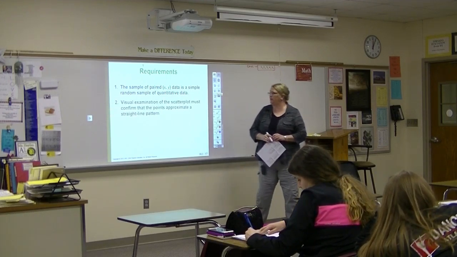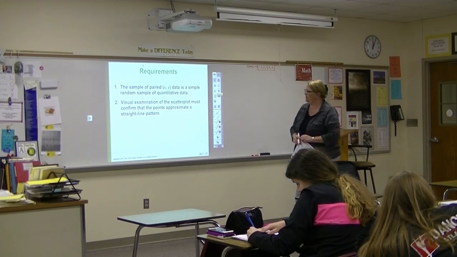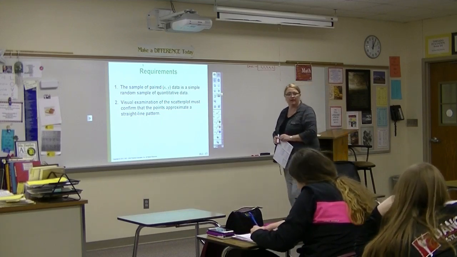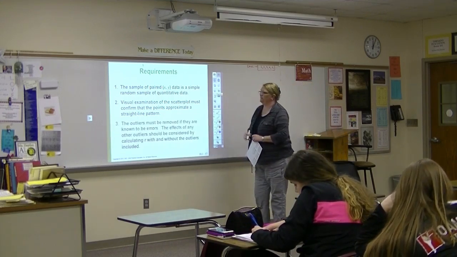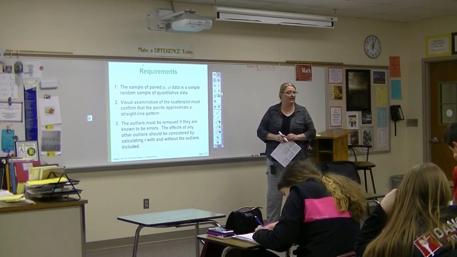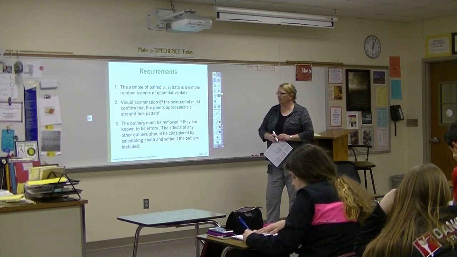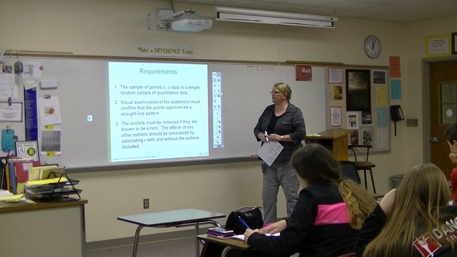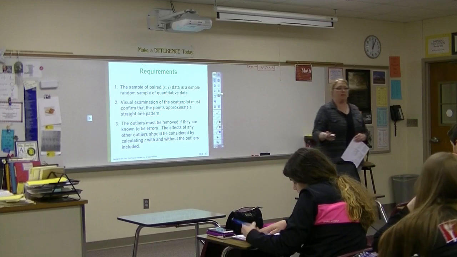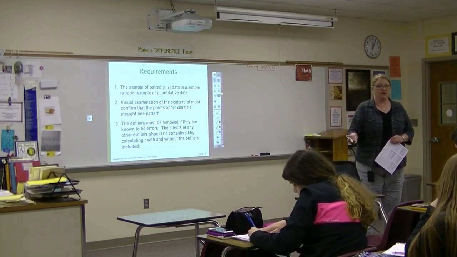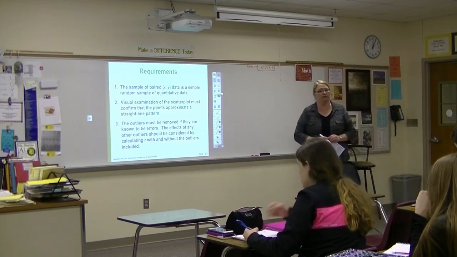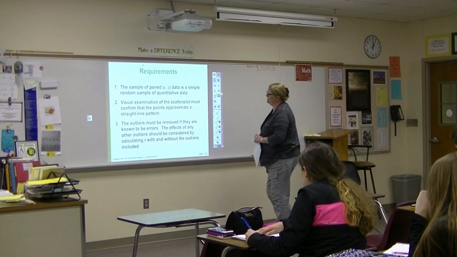A visual examination of the scatter plot must confirm that the points have some sort of straight line pattern. If they don't, we're not going to bother calculating R. The outliers must be removed if they're known to be errors. So we'll kind of tell you if it looks like an error or not. The effects of outliers should be considered. So if you have an outlier, folks, do the problem with it in, see what happens to R, and then throw that outlier out. Do the problem again, and see how R is affected. That's all that number 3 is saying.